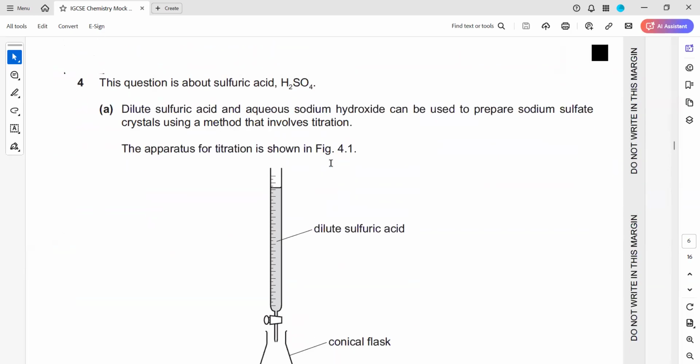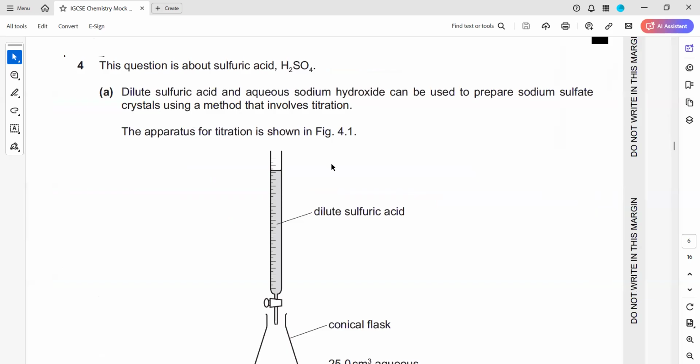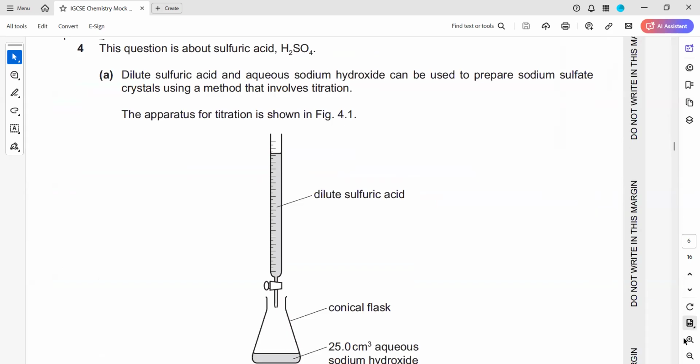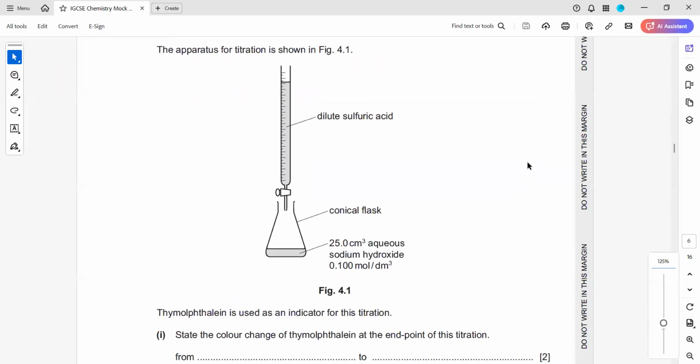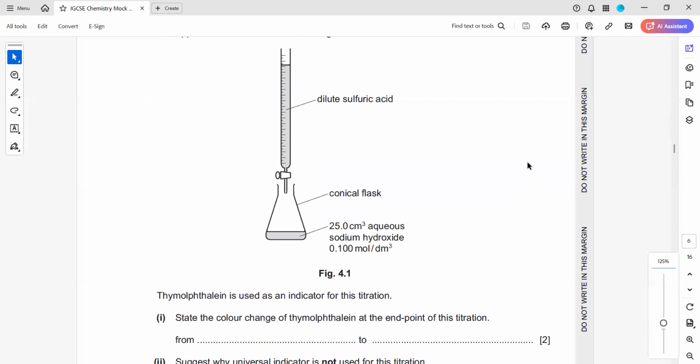The next question, question 4. This question is about sulfuric acid, H2SO4. Dilute sulfuric acid and aqueous sodium hydroxide can be used to prepare sodium sulfate. The apparatus is shown. Thymolphthalein is used as an indicator. Look, first, what do you have in the flask? Sodium hydroxide. So what should be the color? Blue. Originally it should be blue, and finally it should be colorless when the solution is neutral.